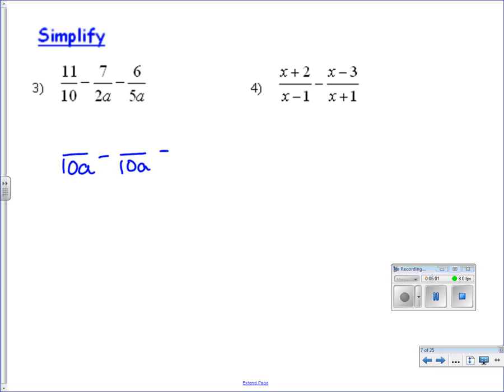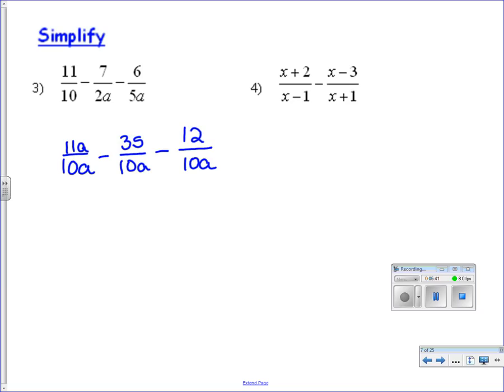So part of your steps is always to think about what would be the common denominator. So then we have 10, not 10a. So what do I need to multiply the numerator and denominator by? An a. So this would be 11a. If I go to the second fraction, we got to multiply it by 5, right? So 7 times 5, which is 35. And then finally, I've got 5a, but I need to turn it into 10a. So I got to multiply that by 2, so I got to multiply this by 2, which would be 12.